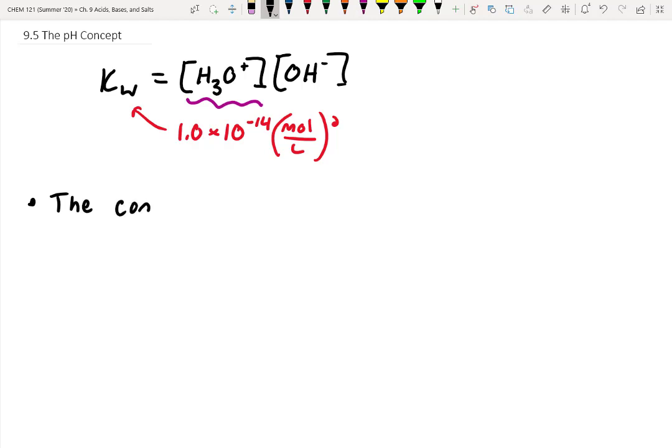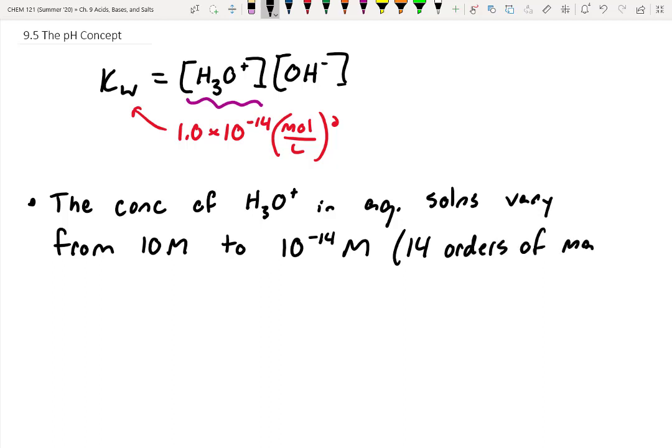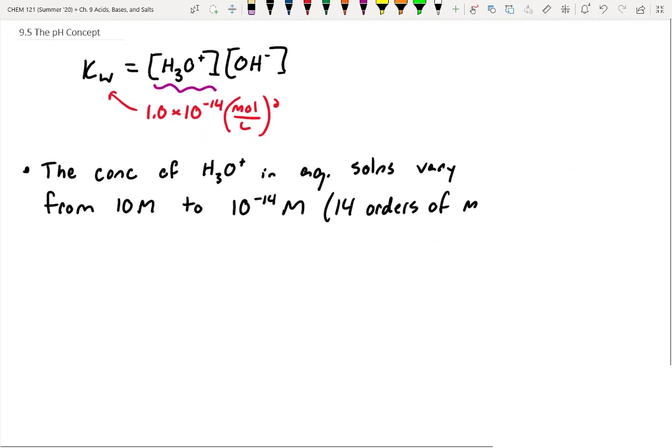Okay, so the range can vary wildly. So the concentration of H3O+, that hydronium ion, in aqueous solutions can vary from 10 molar all the way to 10 to the negative 14th molar, meaning there's 14 orders of magnitude. That's huge, right?